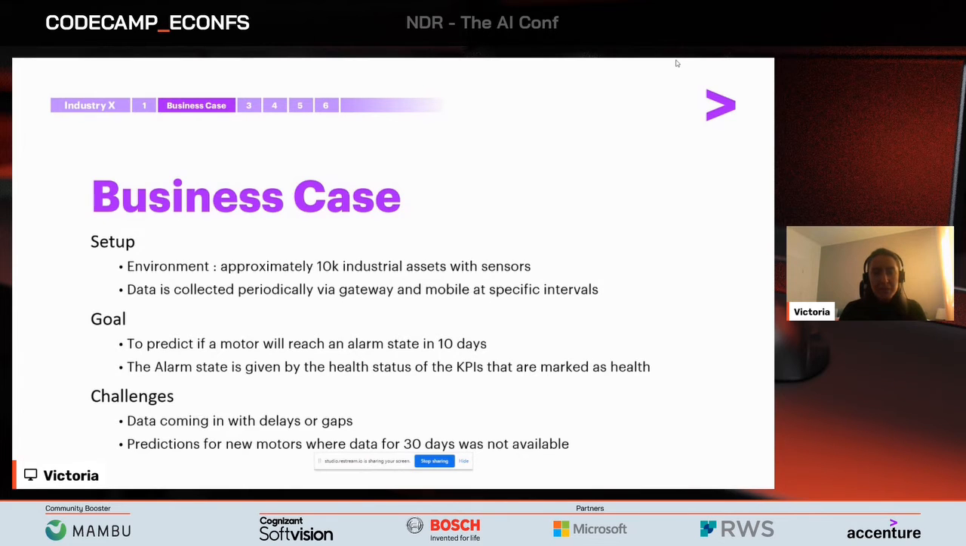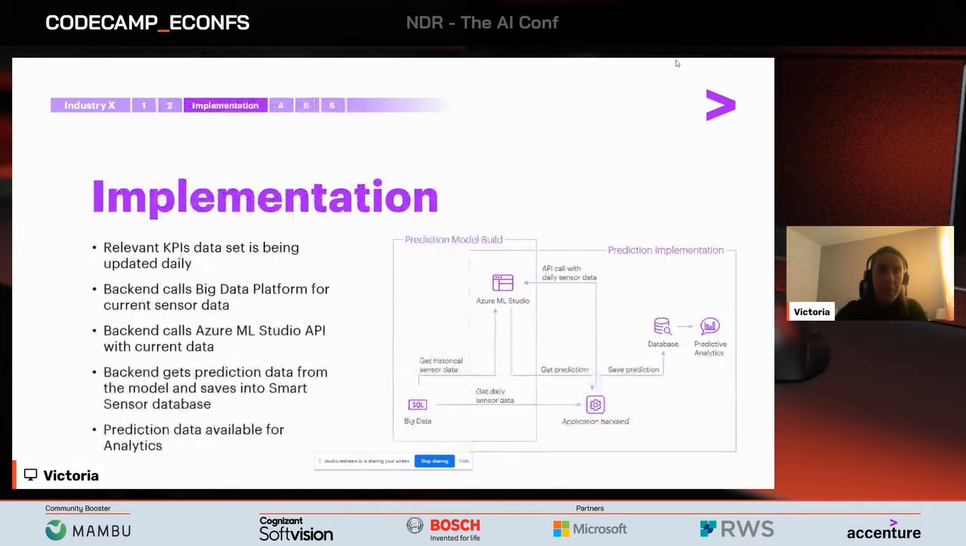The setting seems pretty simple, easy to understand. The main problem we had was with the nature of the data, because the data doesn't always come when it's generated. Sometimes it comes with delays. We also had motors that were very new, so we didn't have historical data for them, or enough historical data.